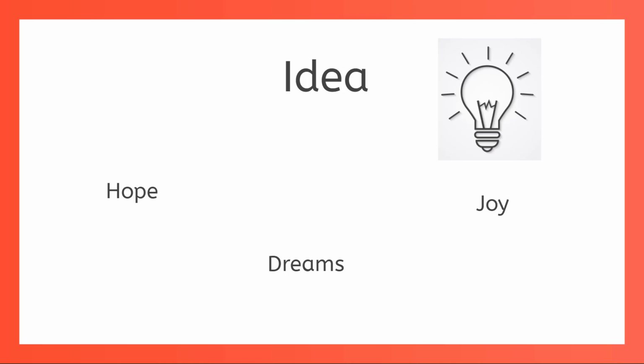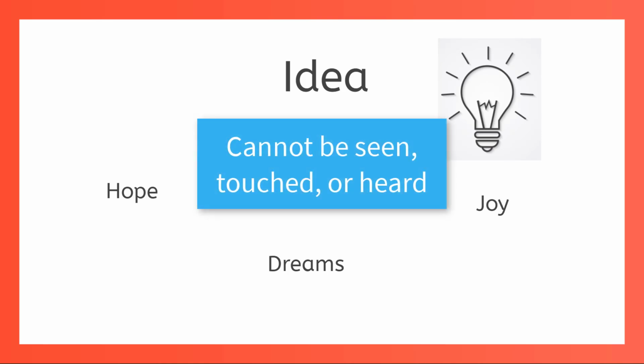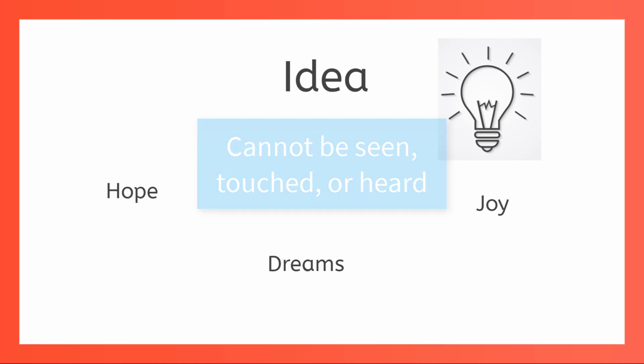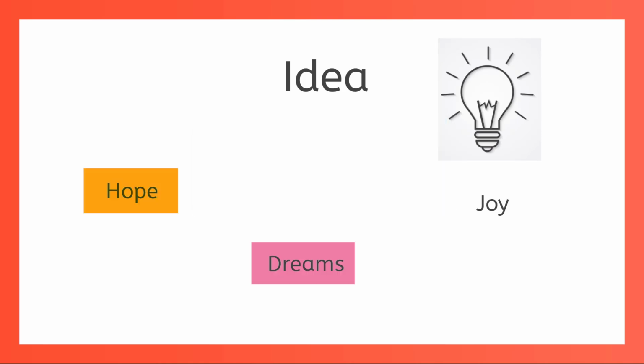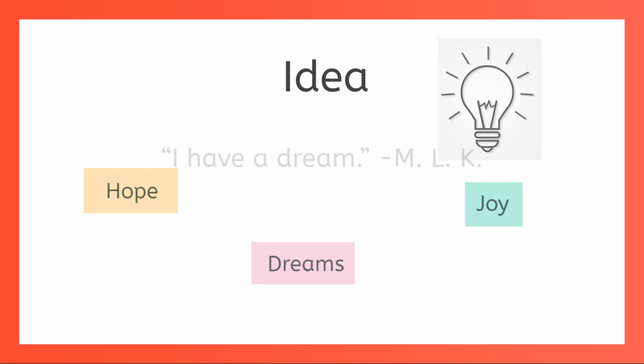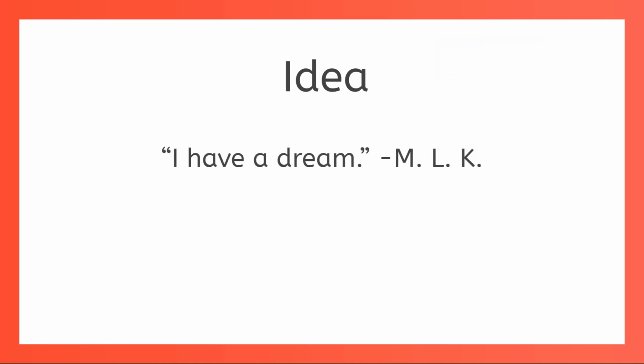Ideas are nouns that cannot be seen, touched, or heard. They are not physical objects. Each of these means something different to each person, so you cannot physically see it or touch it. Hope, dreams, and joy are idea nouns. I have a dream. In this sentence, dream is an idea noun.